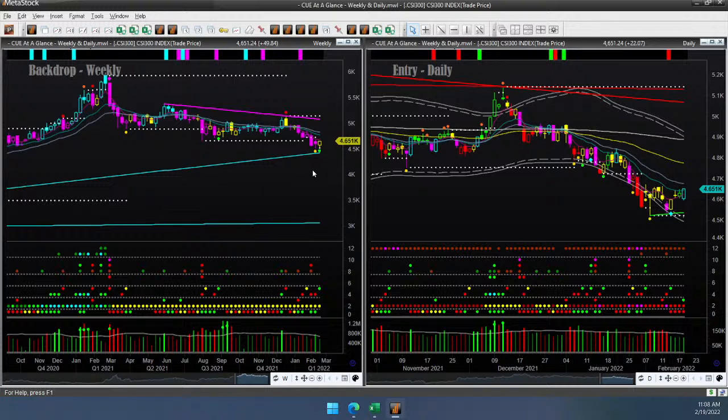Coming back to CSI 300, in daily, CSI 300 also broke below lower boundary and below the watermark support somewhere here.